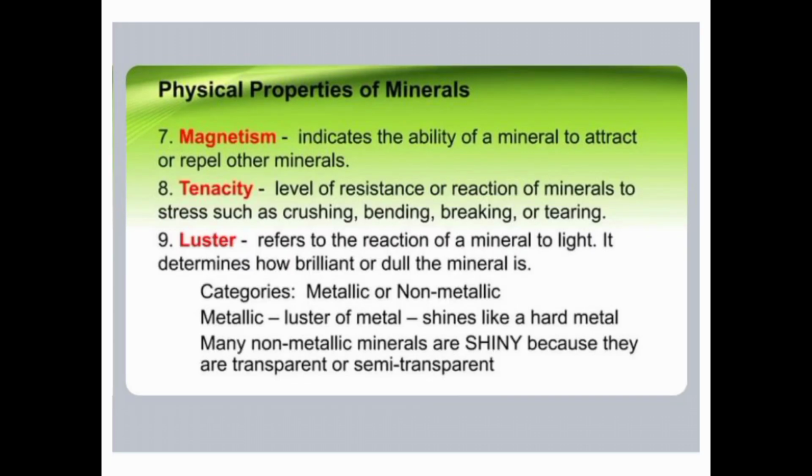Let's proceed to the seventh one, magnetism. Magnetism indicates the ability of a mineral to attract or repel other minerals. It shows how minerals react when placed within a magnetic field. Some minerals are strongly attracted to magnets, others are weakly attracted, and one mineral is repelled.